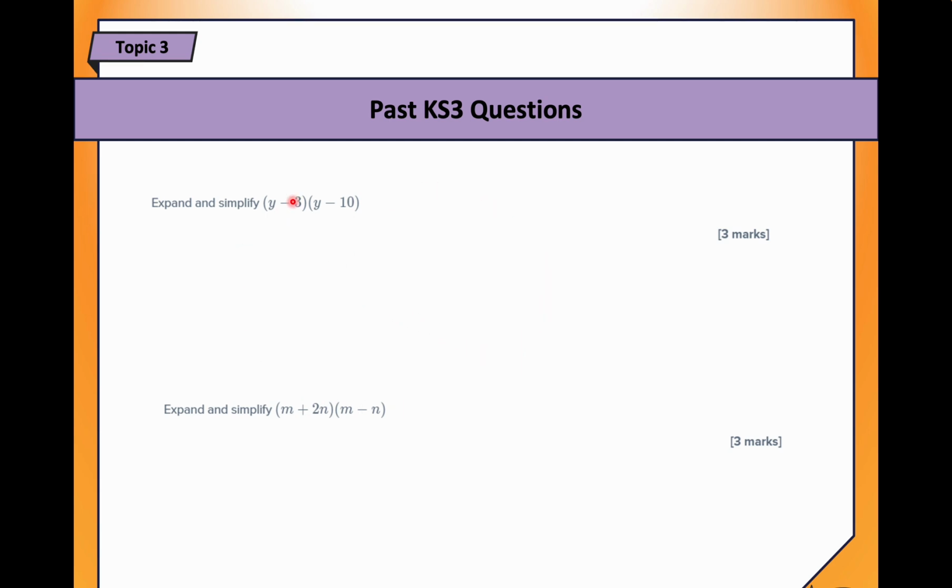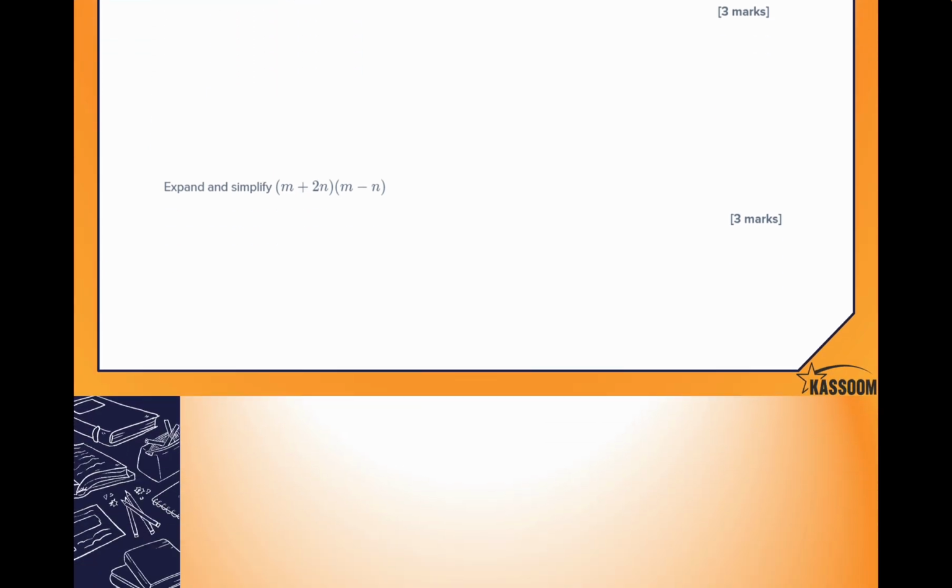Then these are past examination questions that you might need to try. We have y minus 3 multiplied by y minus 10, and m plus 2n multiplied by m minus n. Go ahead and try to work these out on your own. Then send me the solution so that we can see if you are mastering this concept.